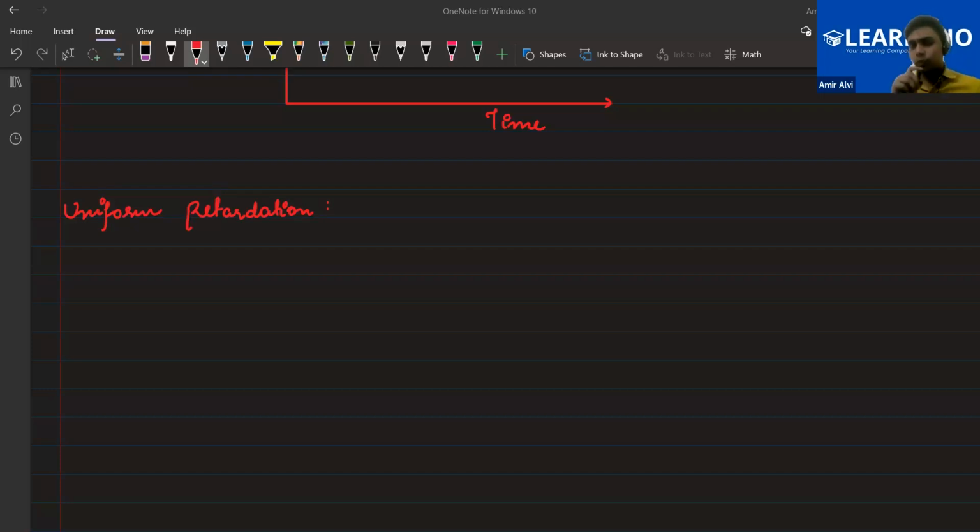Any doubt so far? Okay, retardation is actually the same thing. It doesn't matter, it is not a different quantity. Only the negative sign will be introduced in the calculations due to the negative nature. Clear, everyone? Okay.